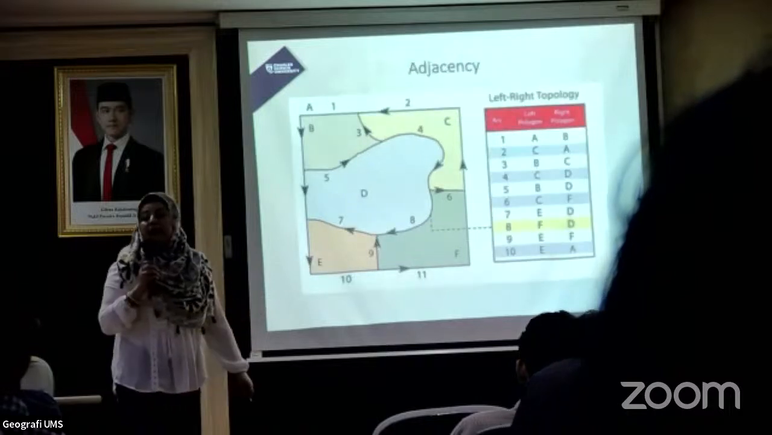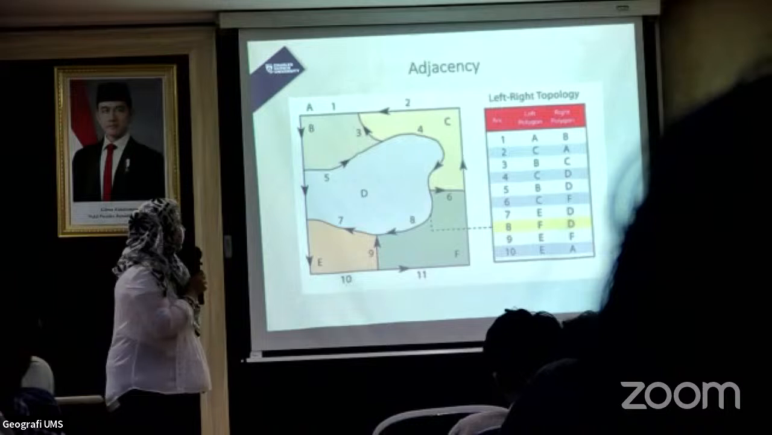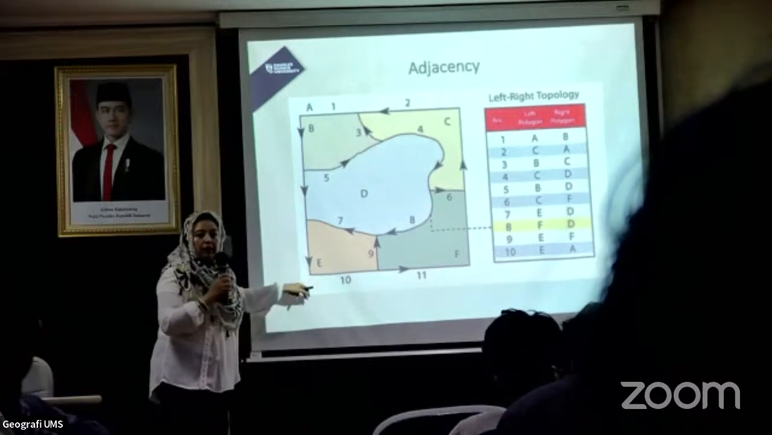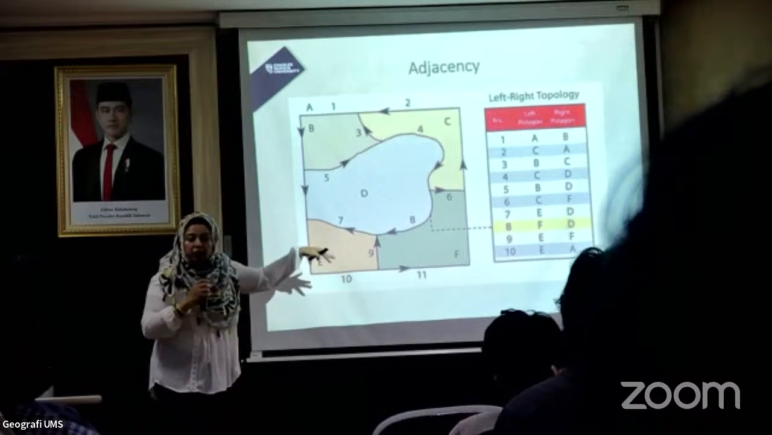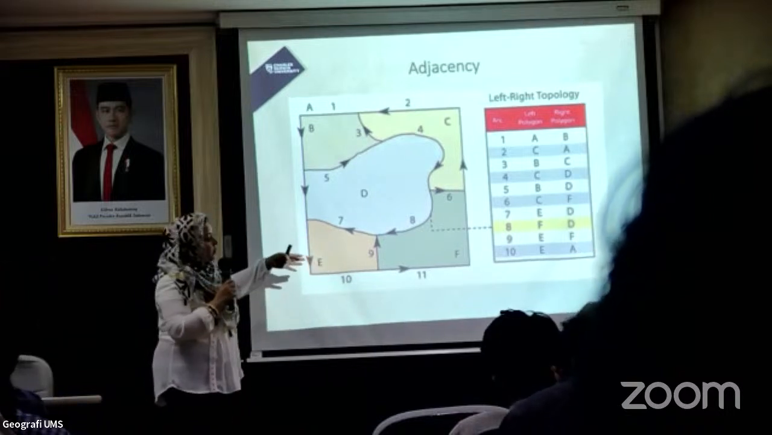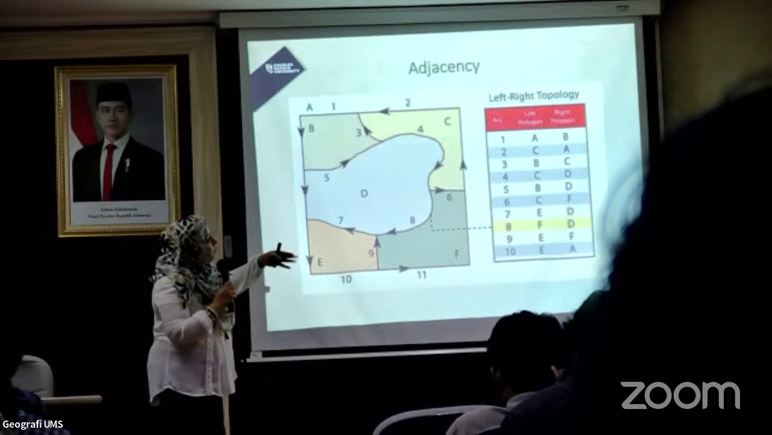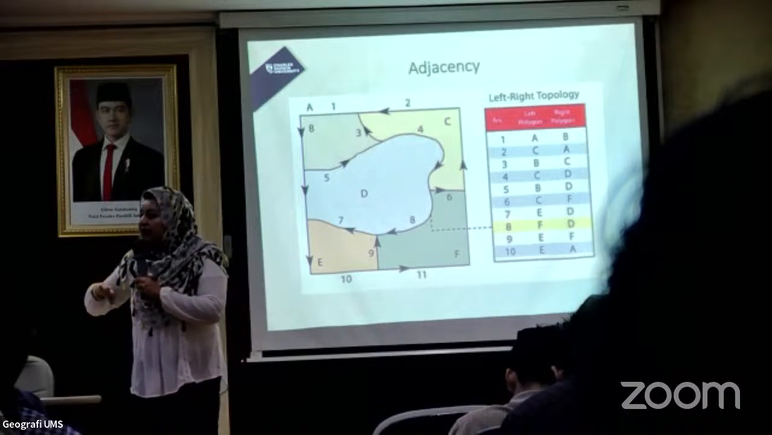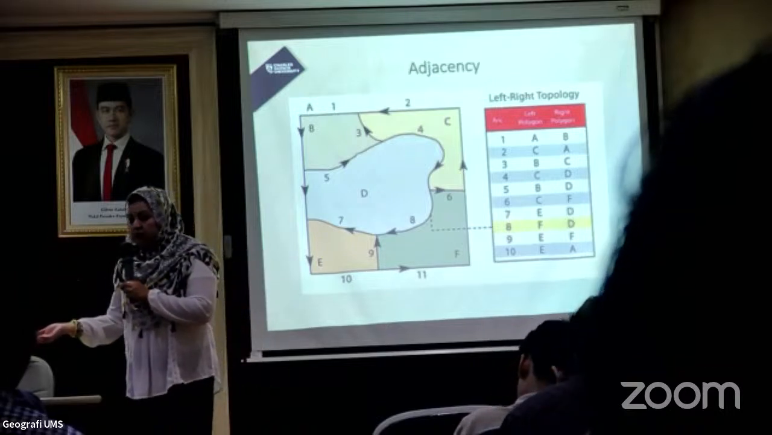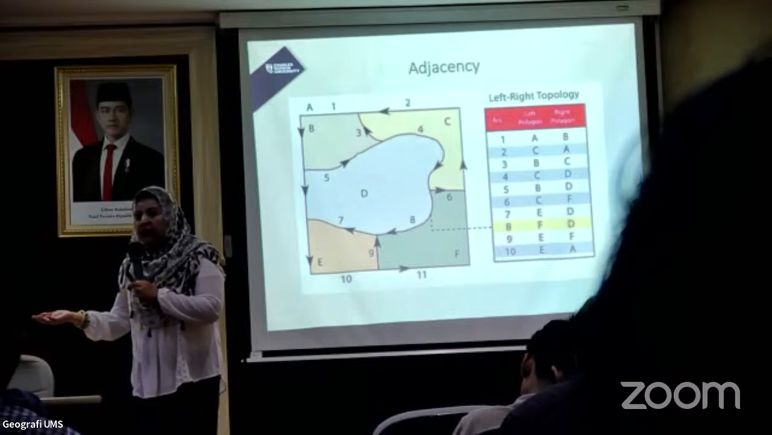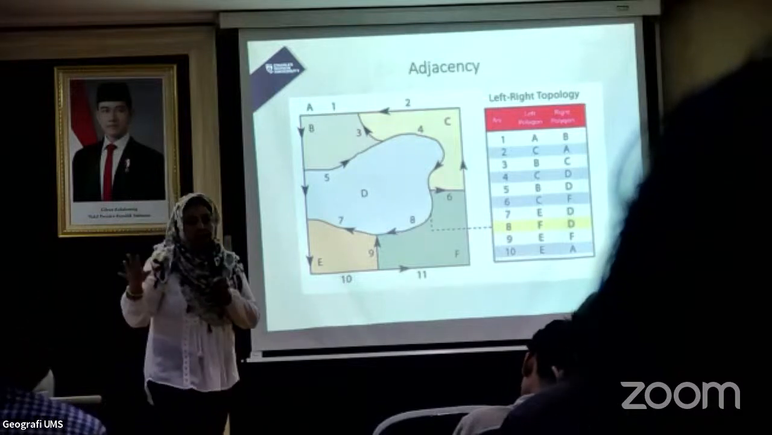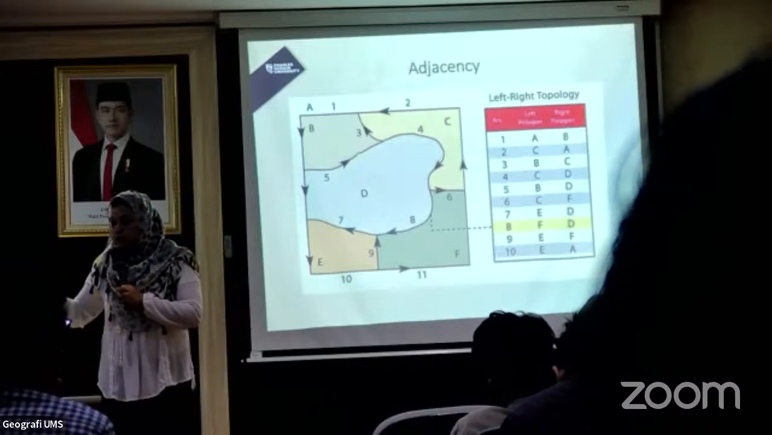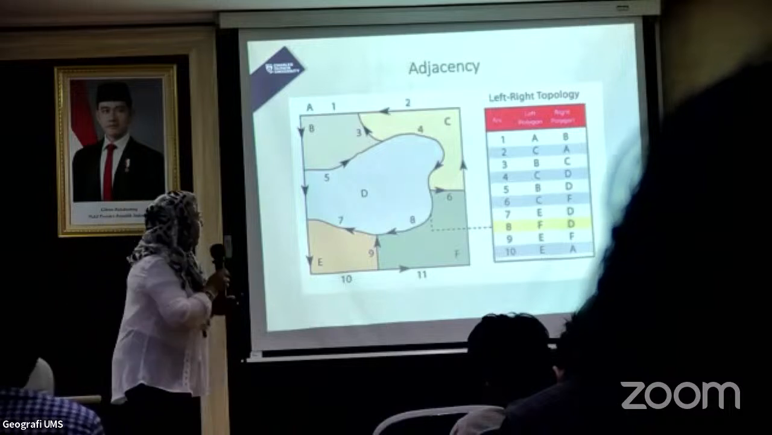Let's see adjacency, and you can see from the arrows from which side or in which direction those arrows are going, and how do we store the adjacency or left-right polygons. The example which I gave you, for example, what are the adjacent districts of Solo? So you can store that information.